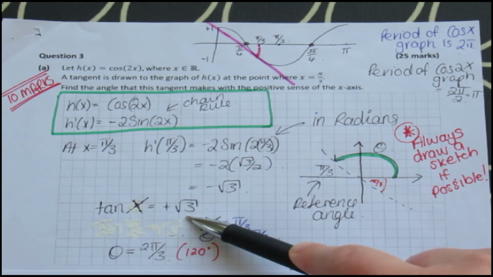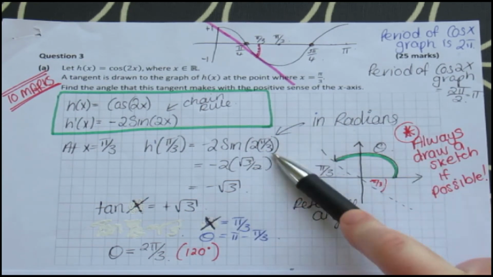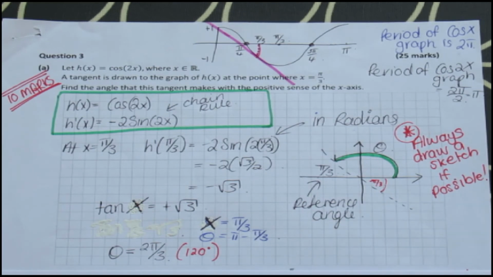We know that the full 180 degrees, or the full straight angle here, is 180 degrees, or it's pi.